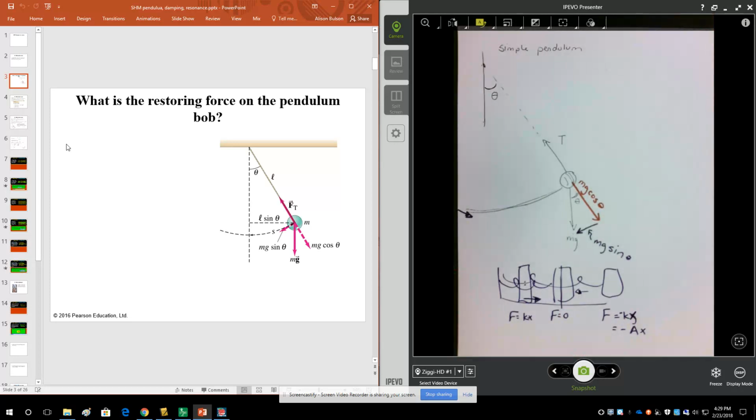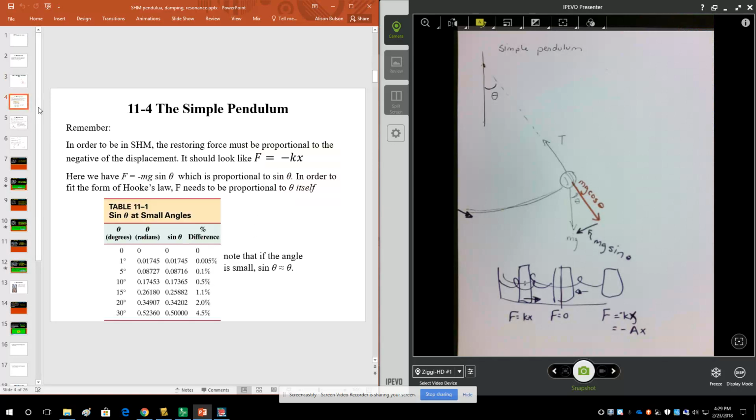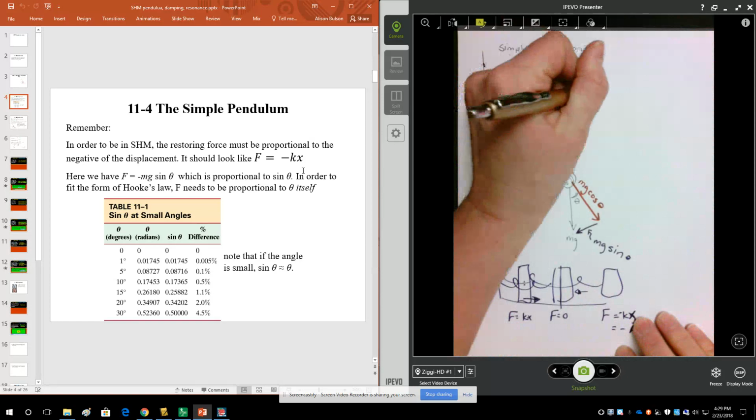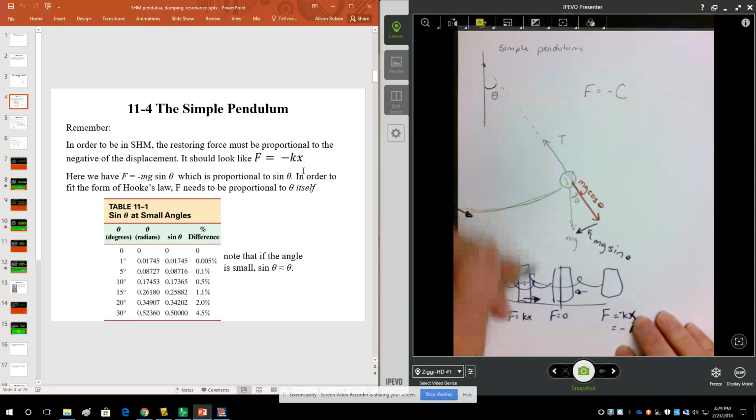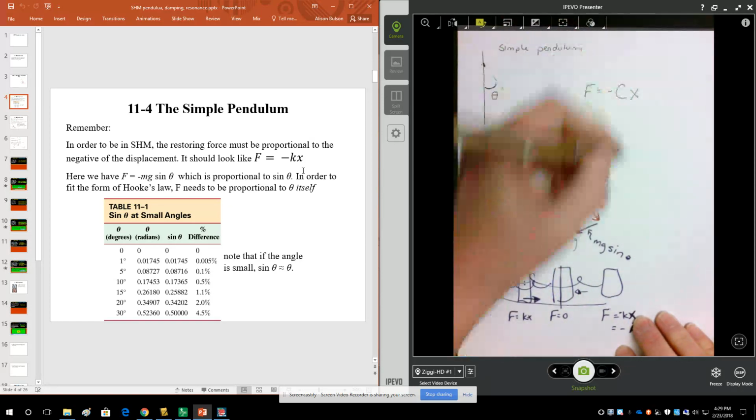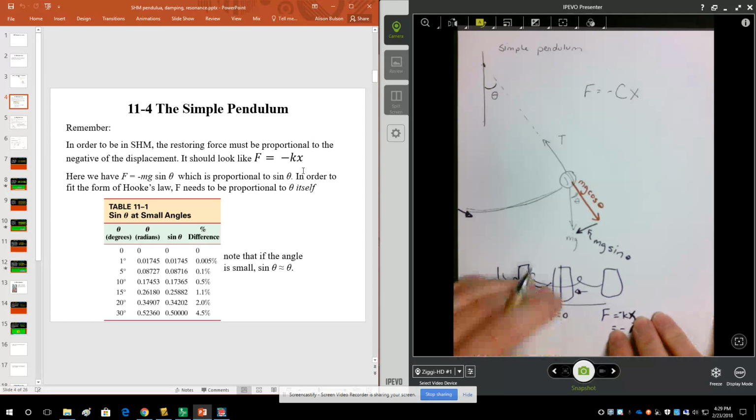However, we're expecting F equals negative kx. We've said that in order for this motion to be simple harmonic motion, we should have a restoring force of the form F equals negative something constant times how far you are from equilibrium. We don't quite have that.